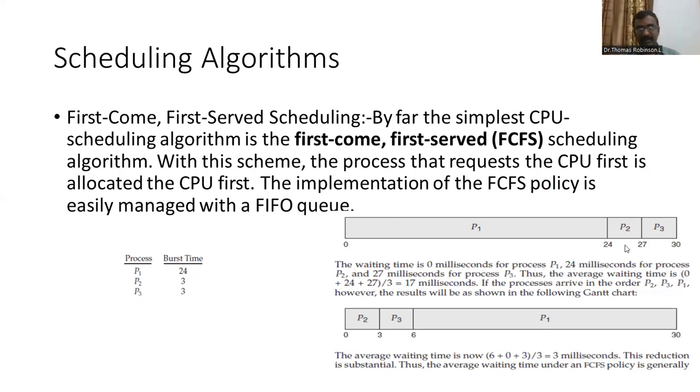So in this chart we can see process P1 starts from 0 and completes at 24 seconds. So it takes a long time to complete. After the completion of the first process, it goes to the second process, P2. P2's burst time is just 3 seconds, so 24 plus 3 automatically is 27. Then the last process is P3. Its burst time is given as 3, so 27 plus 3 is totally 30.